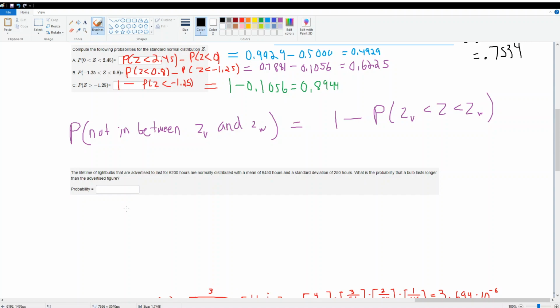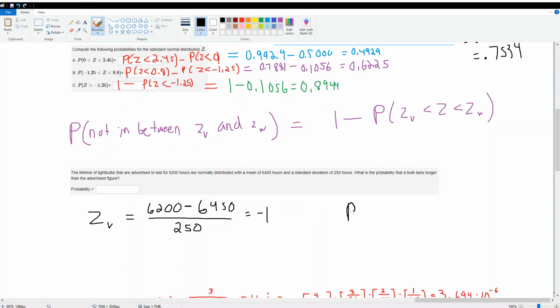Step number 1, we got to get our z-score. Our z-score is equal to our data point, which is 6,200, minus the mean, 6,450, divided by the standard deviation of 250. Xi minus mean divided by standard deviation. So here, 6,200 minus 6,450 is going to be negative 250. Divide that by 250. That's negative 1.